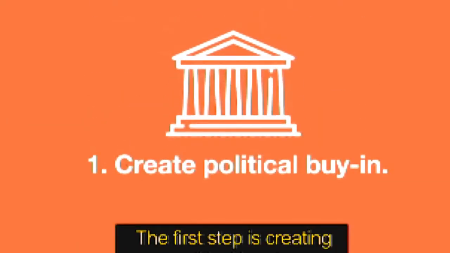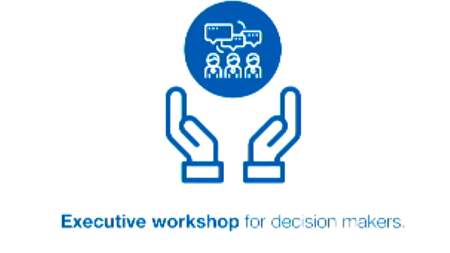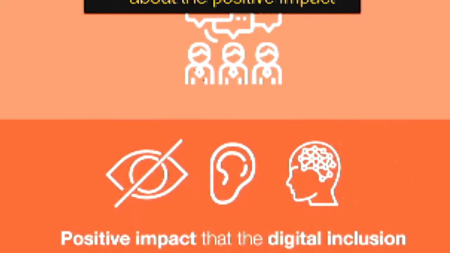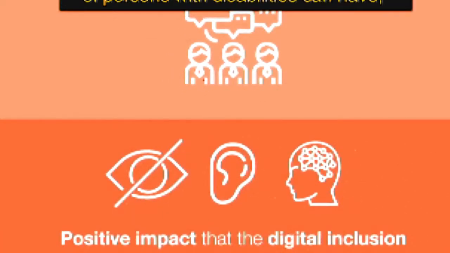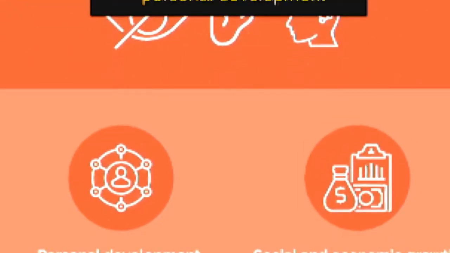The first step is creating political buy-in. Through an executive workshop for decision makers, participants will develop expertise in ICT accessibility and deepen their knowledge about the positive impact on the digital inclusion of persons with disabilities can have, not only on their personal development, but also on the social economic growth of their counties and regions.